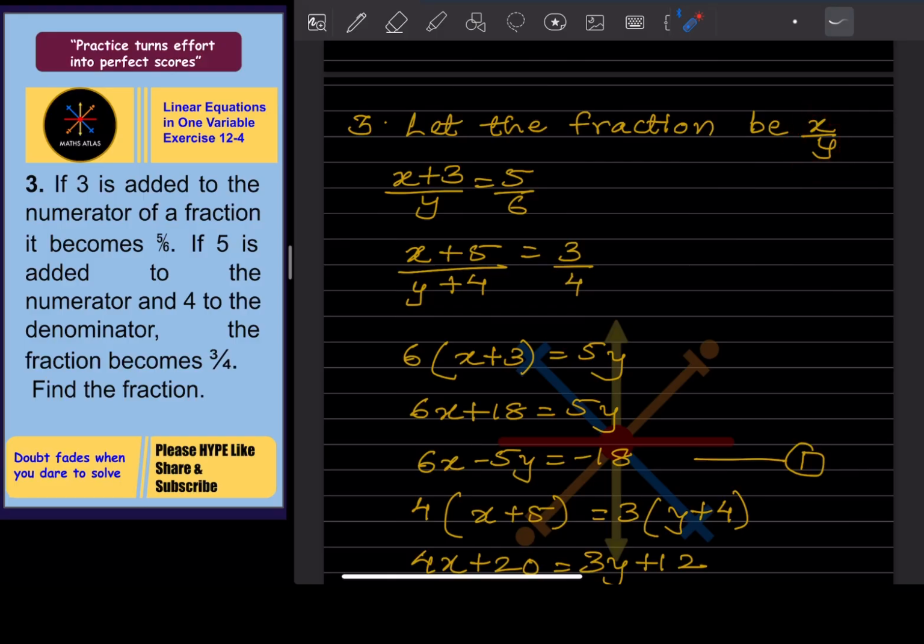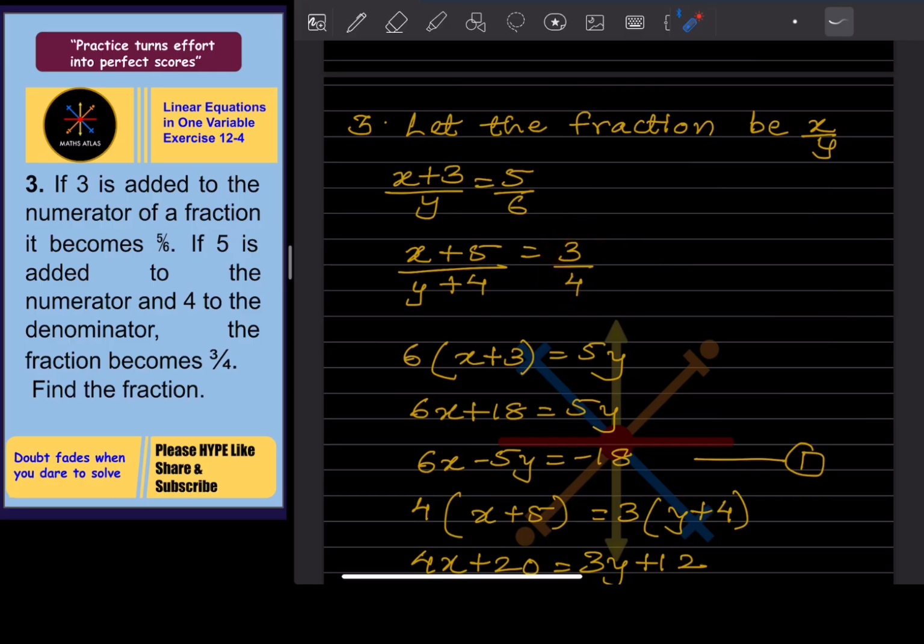So now look at the first sentence. 3 is added to the numerator. So numerator will be x and the denominator is y. So 3 is added to the numerator, x plus 3. The denominator is the same. So the fraction becomes 5 by 6. So this is going to be 5 by 6. In the second one, it says 5 is added to the numerator and 4 to the denominator. 5 is added to the numerator and 4 is added to the denominator. The fraction becomes 3 by 4.